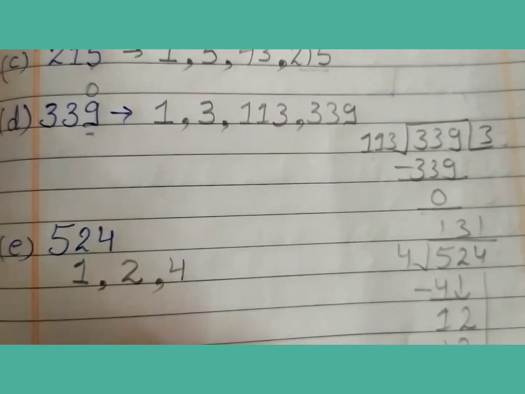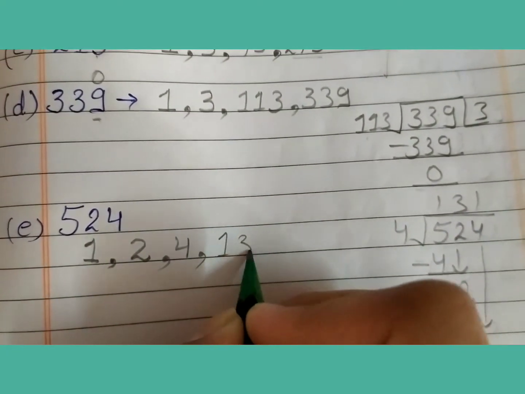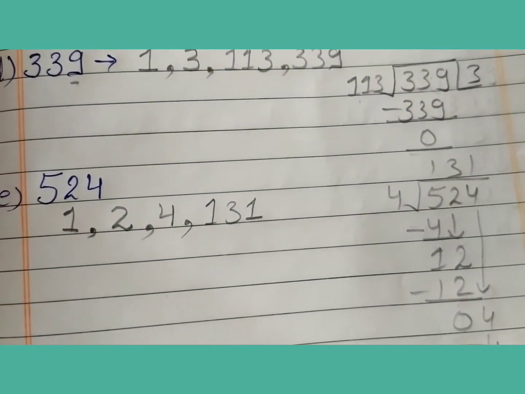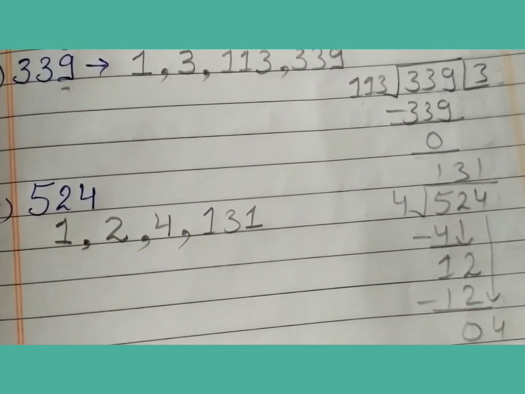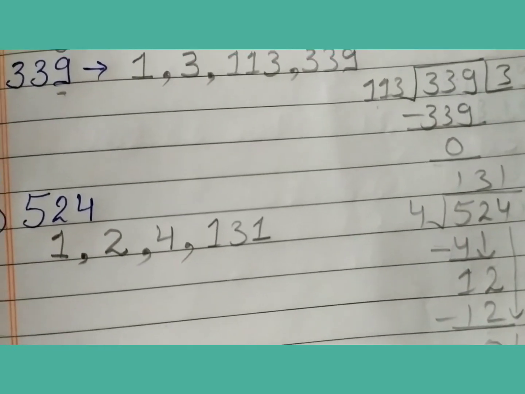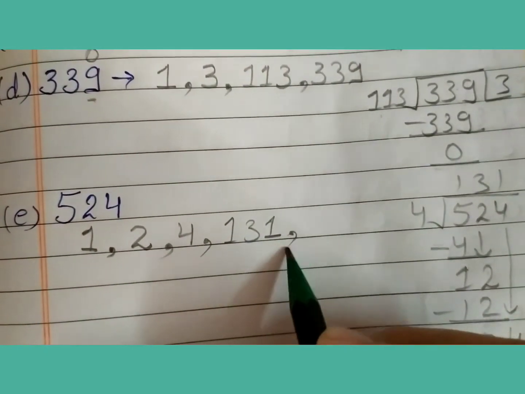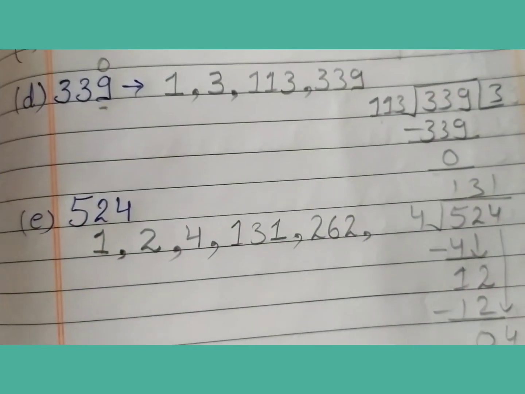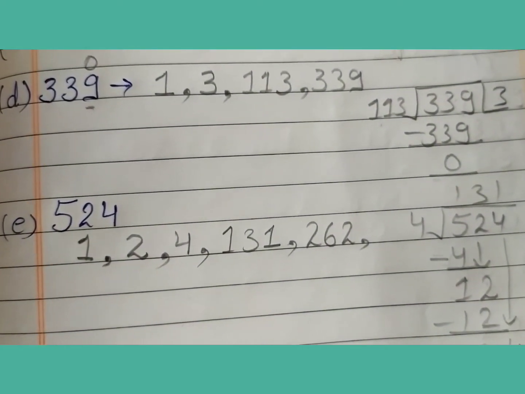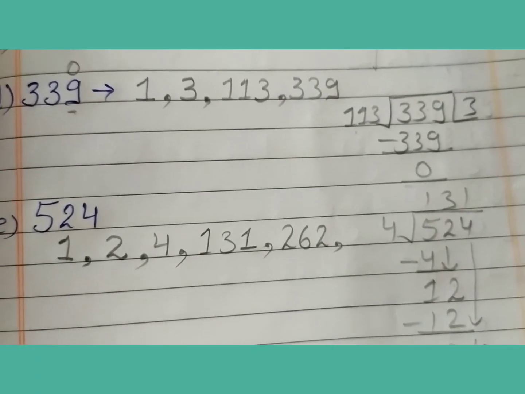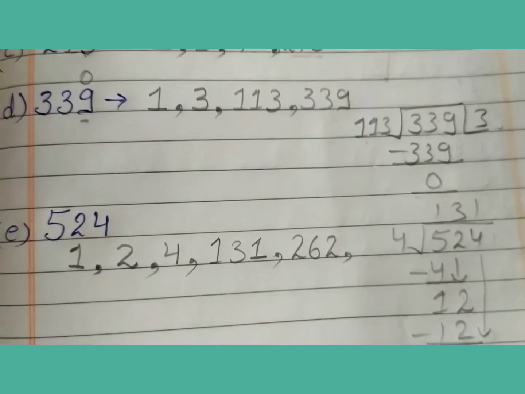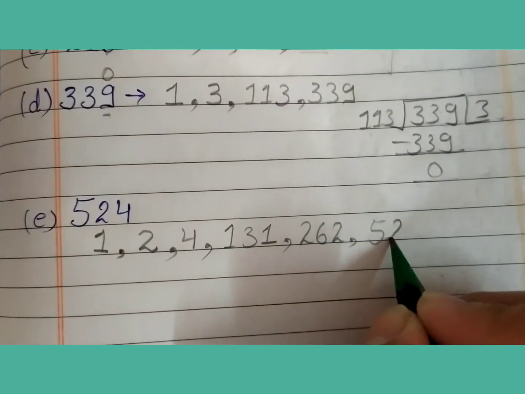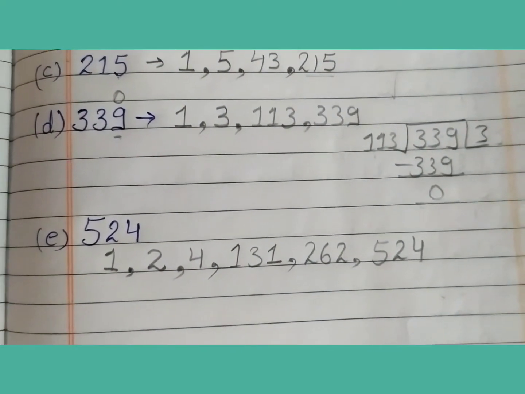Next is 131. 131 is a factor of 524, because 524 is exactly divisible by 131. Next is 262. 524 is exactly divisible by 262, so 262 is a factor of 524. Next is 524. 524 is a factor of 524.